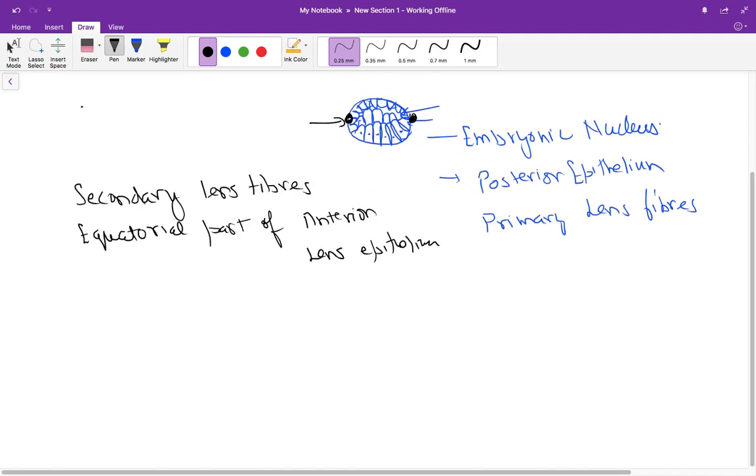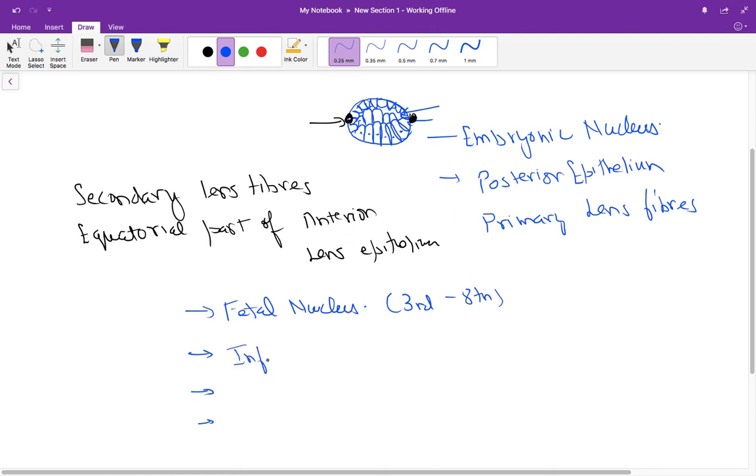On the basis of when they are formed, it is divided into fetal nucleus, which is from third month of life to eighth month of life. Then infantile nucleus. So infantile nucleus is basically at around last weeks of gestation to puberty.